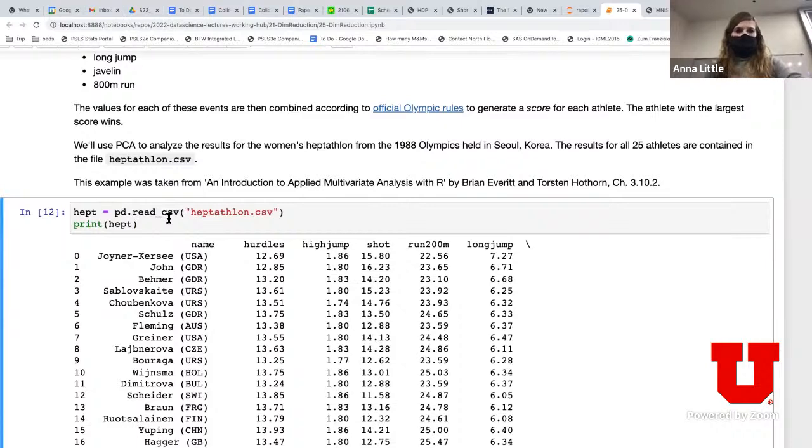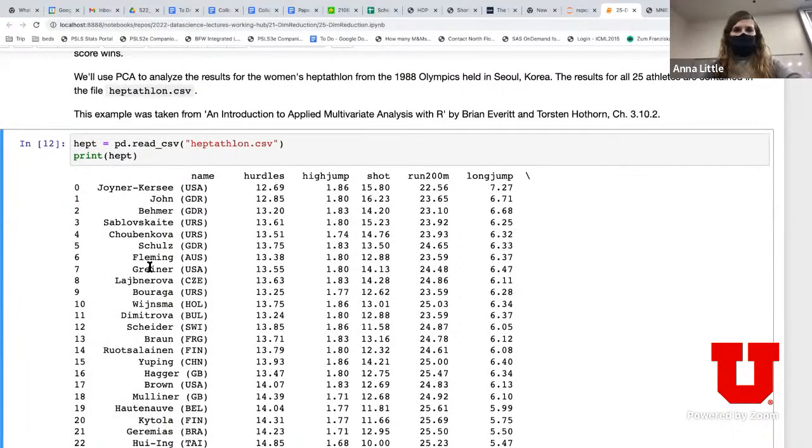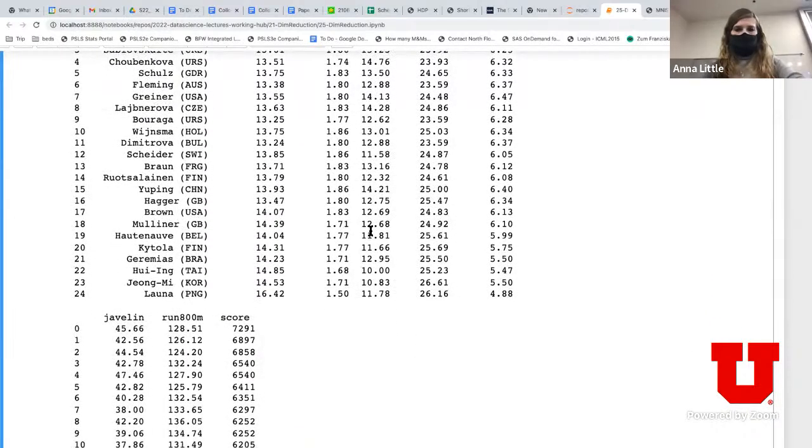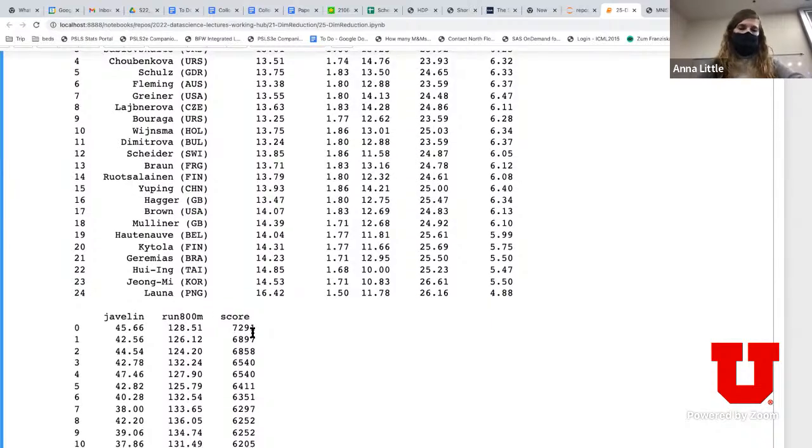Let's take a look. We're going to read in the data and then just look at it. Here we have the names of all the athletes and where they're from, and then their scores in these 7 different events. The last column of this data is their official Olympic score, which was calculated according to the Olympic rules.